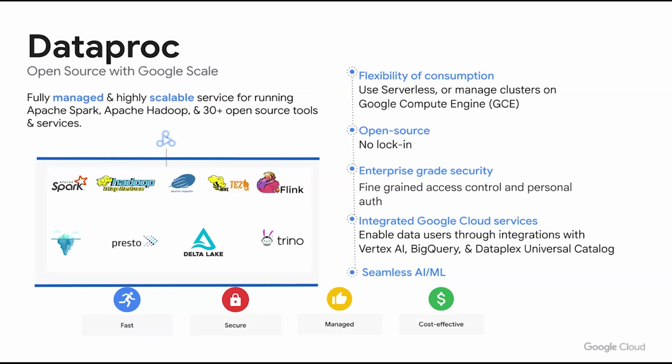Also, this is completely compatible with open source software and there is no lock-in involved. For customers planning to migrate from open source or some other cloud vendor, it's a very seamless and continuous experience. We also have support for enterprise-grade security. For that, we are using IAM policies. For fine-grained access control, we have support for Kerberos-based authentication, and we can definitely control who can do what on the cluster. Encryption of data is also supported, both at rest and in transit. We do have integration with other Google Cloud services like Vertex AI, BigQuery, and Dataplex Universal Catalog. And this is a great solution if you want to integrate AI/ML workloads.